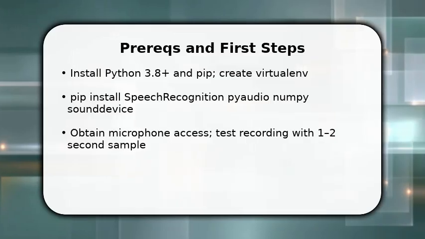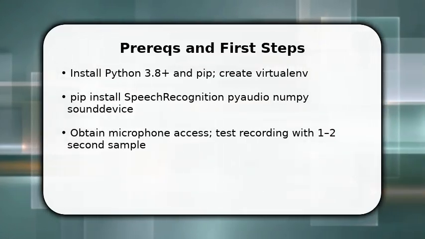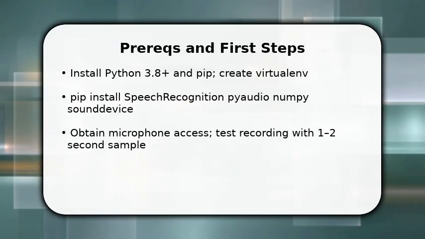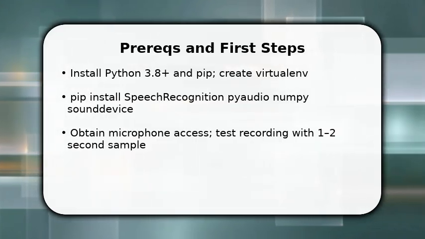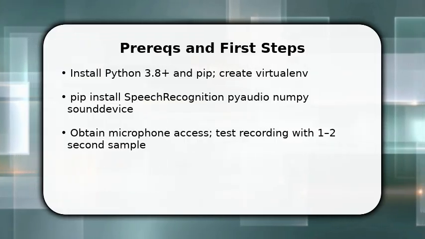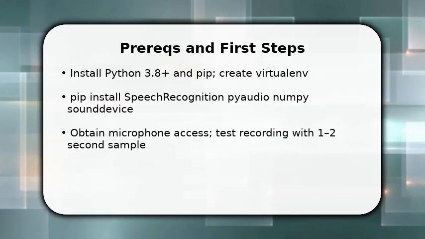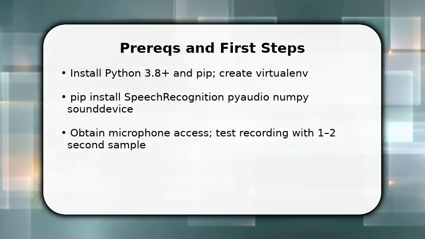You start by preparing your environment. Create a virtualenv and install speech recognition, plus an audio backend like PyAudio or sounddevice. Once done, grant microphone permission and run a short recording to confirm input levels and device index. Make sure to note the device ID so you can select it explicitly in code.